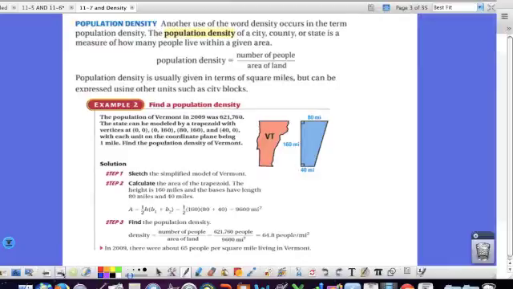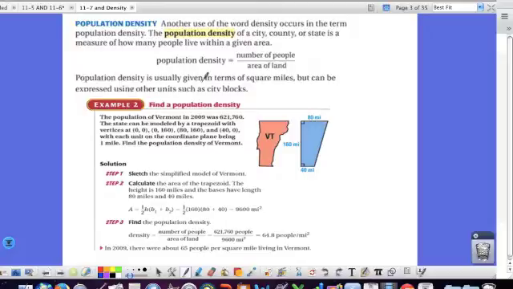So not to be outdone, social studies would also have its use of population density. Another use of the word density occurs in terms of population density. And the population density of a city, county, or state is the measure of how many people live within a given area. So you might have dealt with population density last year in civics. It did used to be a topic that came up a lot when 7th graders had world geography, but that class no longer exists. So this may be the first time you're hearing of population density, but it's usually given in terms of square miles.